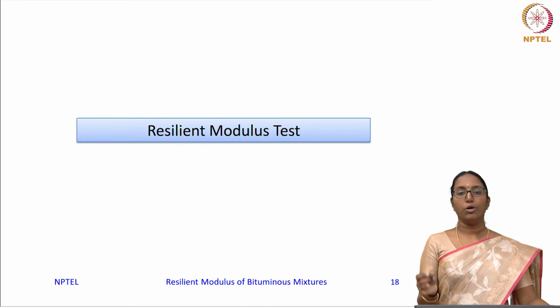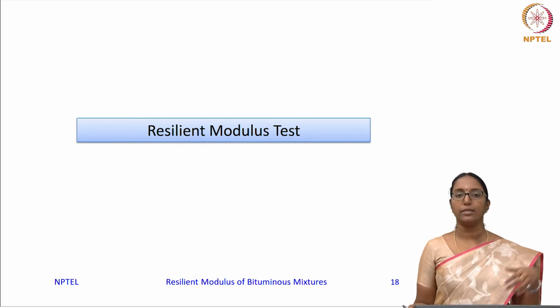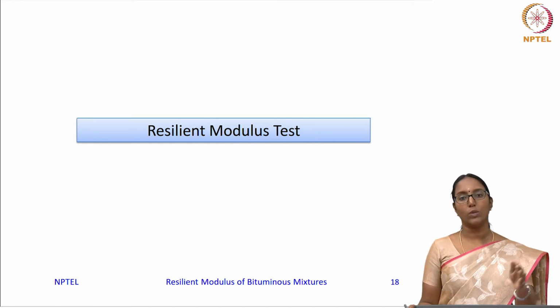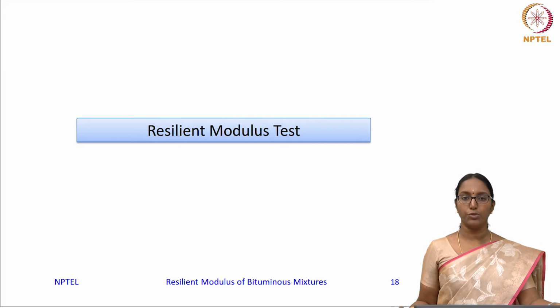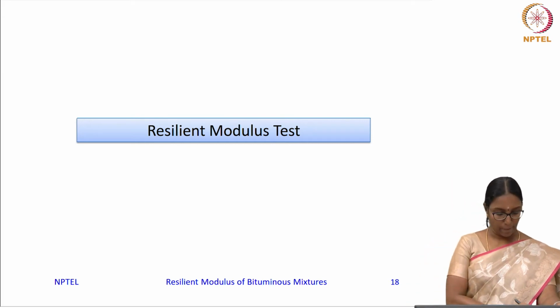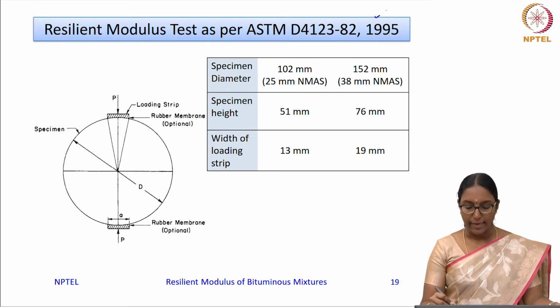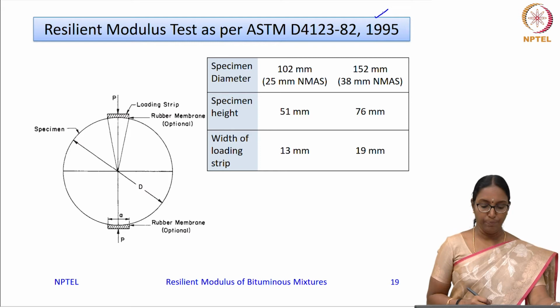Let us discuss these two standards. One is the earlier version of the ASTM standard for determining the resilient modulus, and one is the latest version. How this test is conducted and what post-processing methods are adopted we will be discussing in the coming slides. So, let us look at ASTM D4123, which is the 1995 version of ASTM.